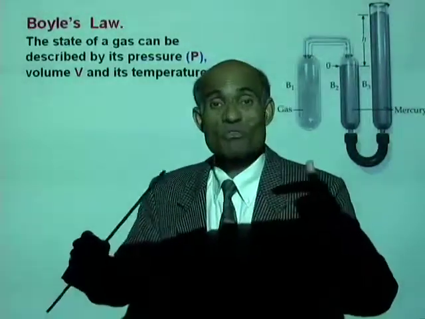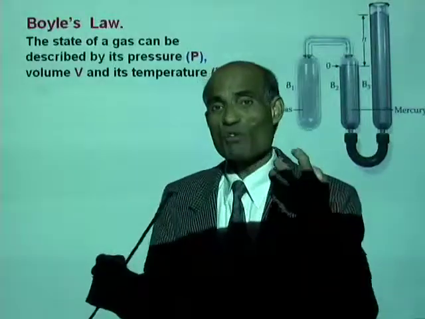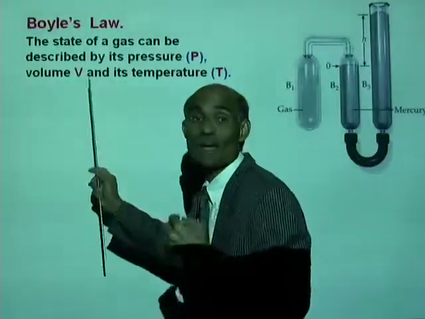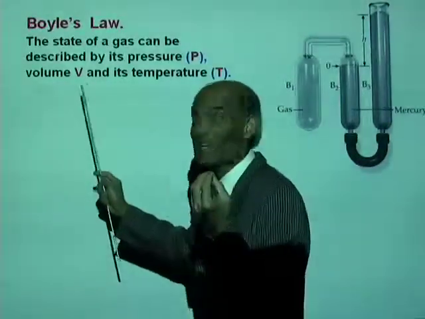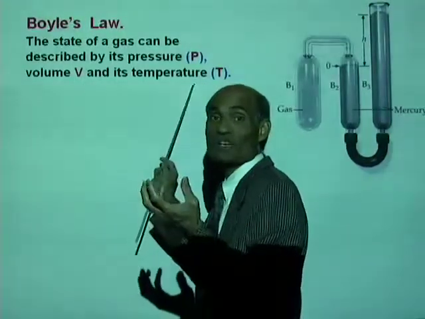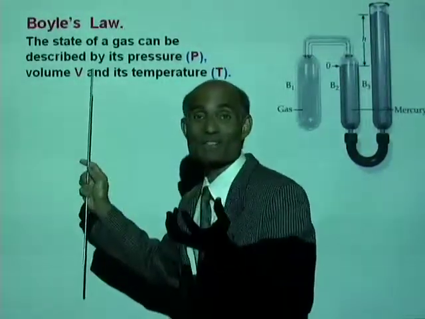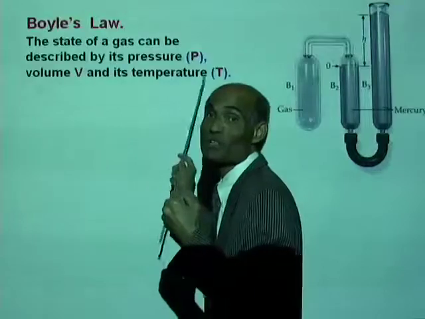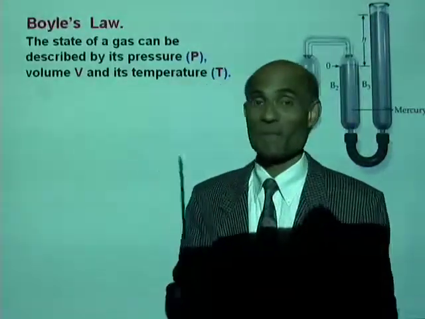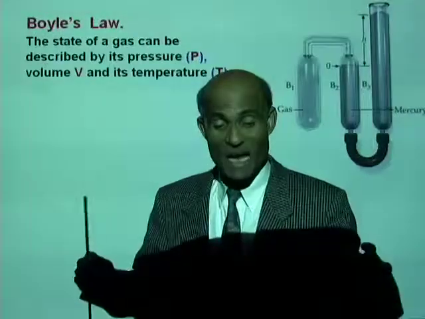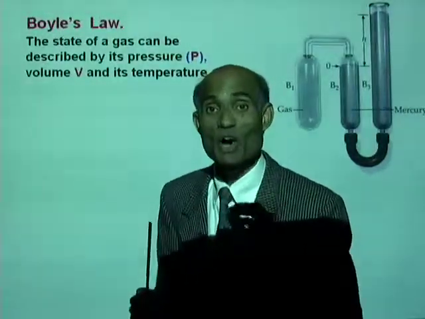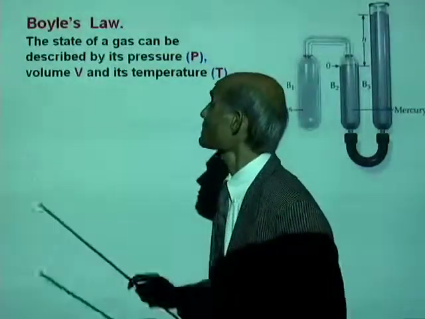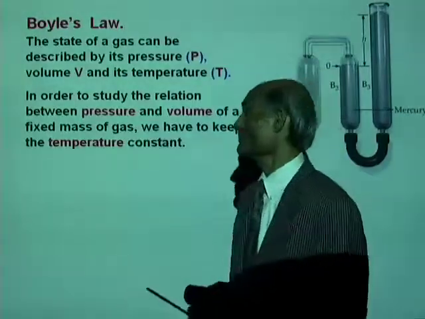That means if you want to make a study of how the pressure varies with temperature, you need to keep the volume a constant. If you want to study how the volume changes with temperature, you need to keep the pressure a constant. If you want to study how the pressure varies with volume, you need to keep the temperature a constant. That means there are three different studies on a gas depending on which of the three quantities you keep constant. So we will start by discussing Boyle's law.